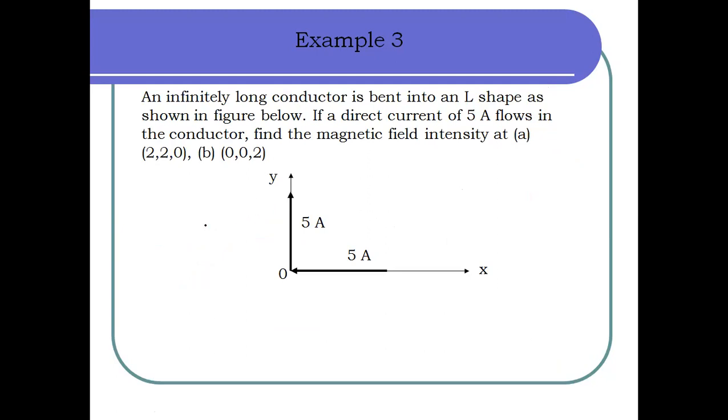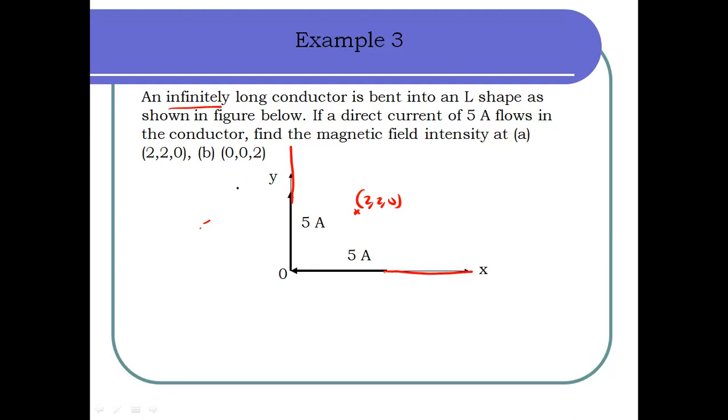Basically this particular line is infinite, starting from infinity along the x-axis, and it goes straight away to infinity along the y-axis. We need to find the H field intensity at the point (2, 0). So (2, 0) is located here, and that should be the point of interest.